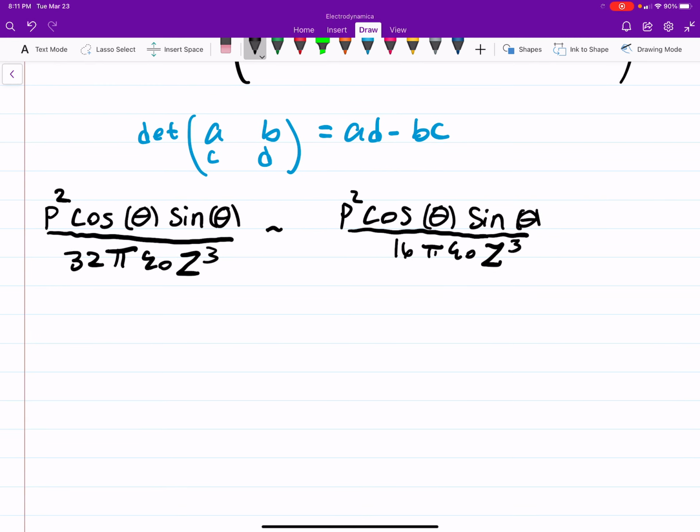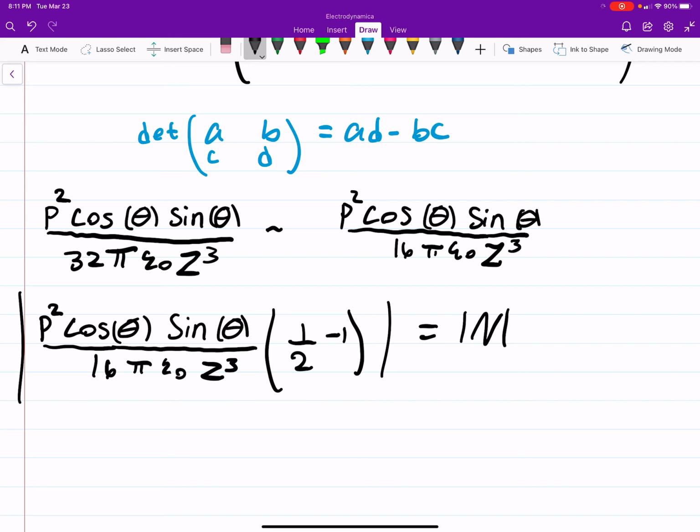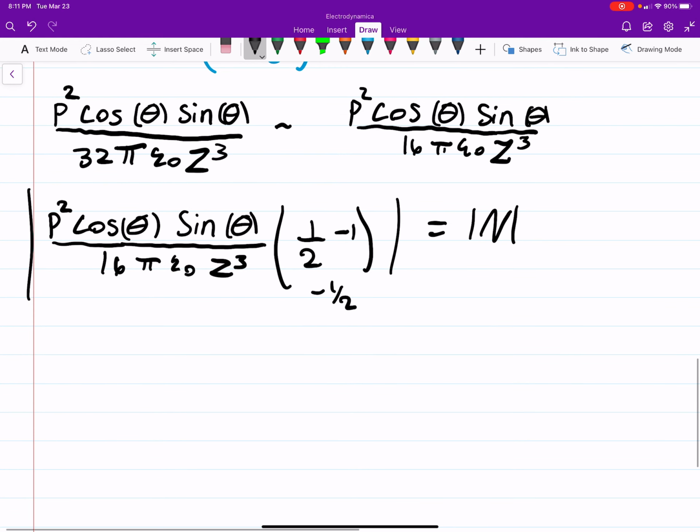And I'm going to go ahead and do a little bit of factoring here. We can factor out a P squared cosine theta sine theta, and we can factor out a 16 pi epsilon naught z cubed. Right? We'll be left with 1/2 minus 1. We'll take the magnitude of this to get the magnitude of our torque. So even though this is negative 1/2, we're not going to worry about that negative.